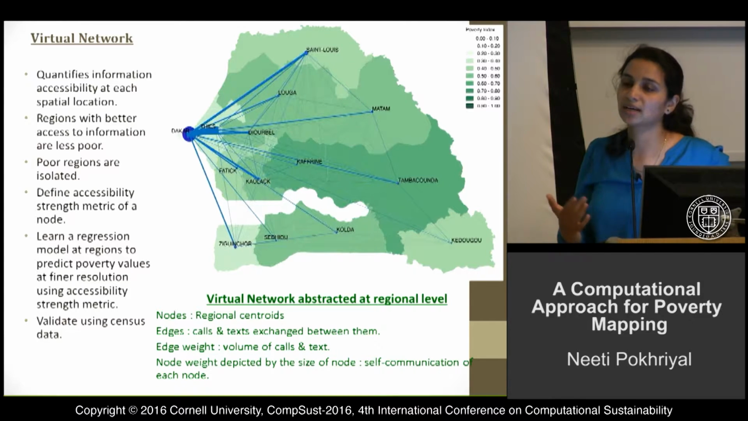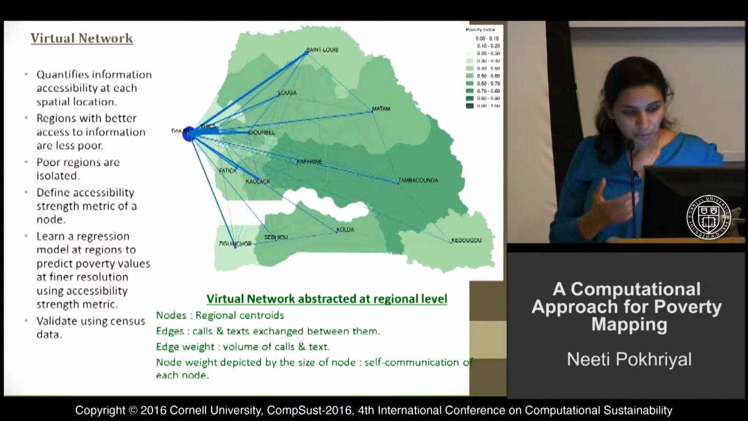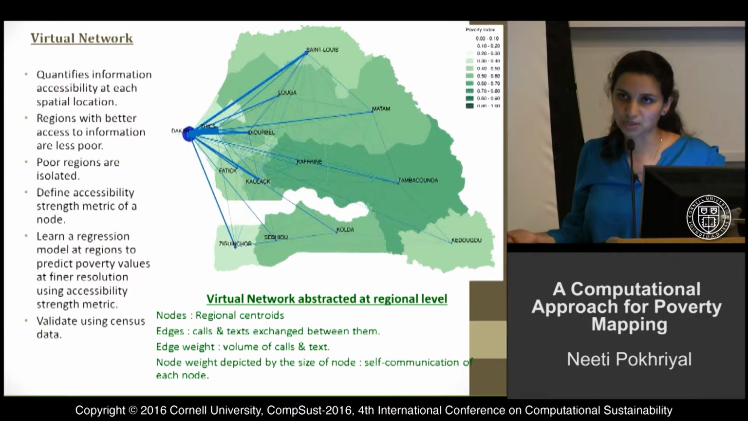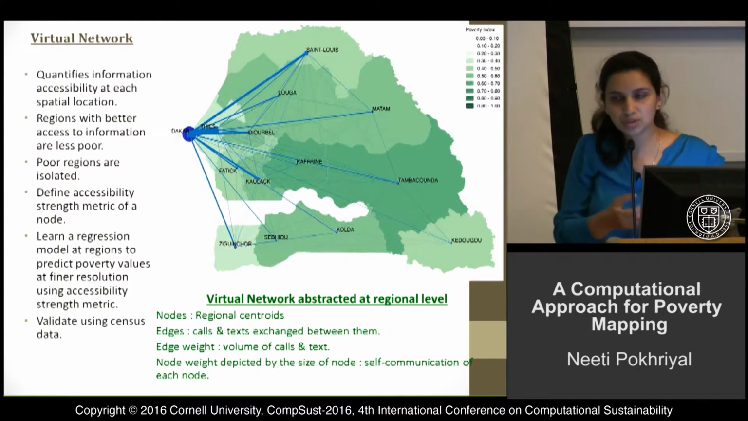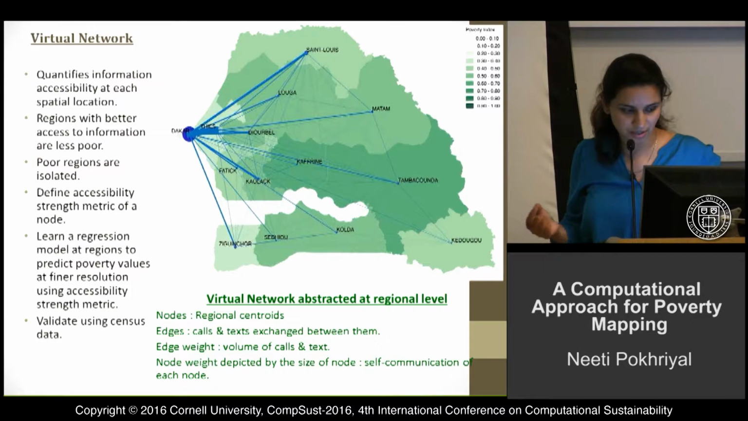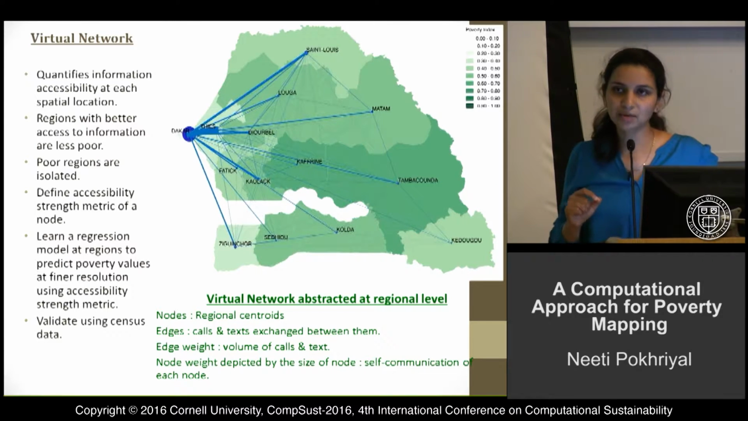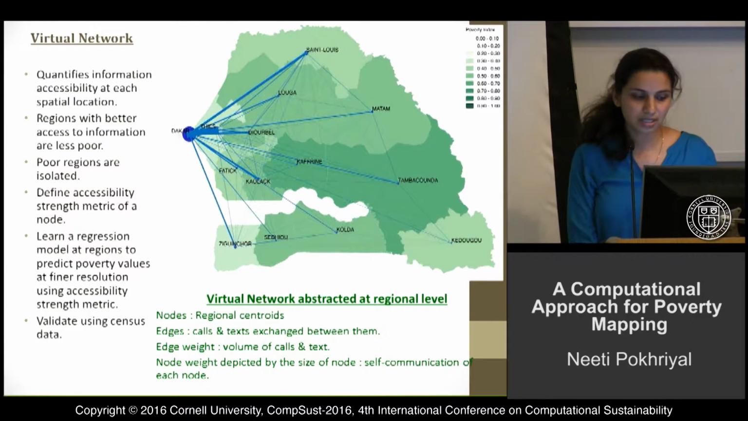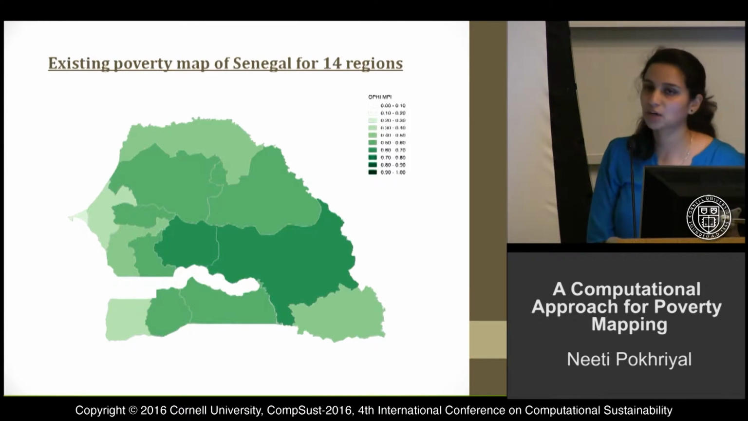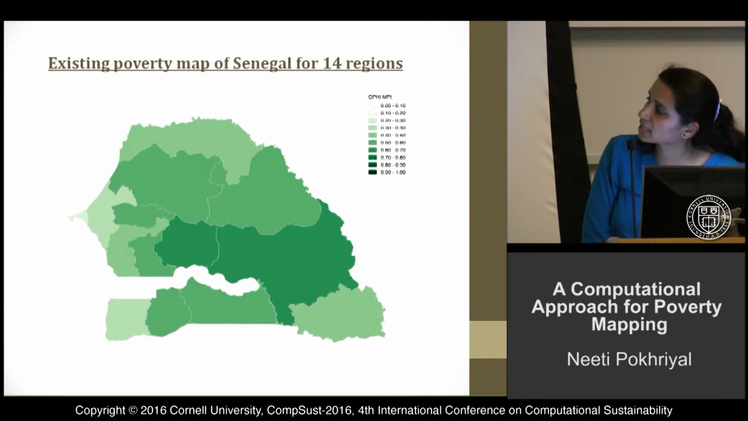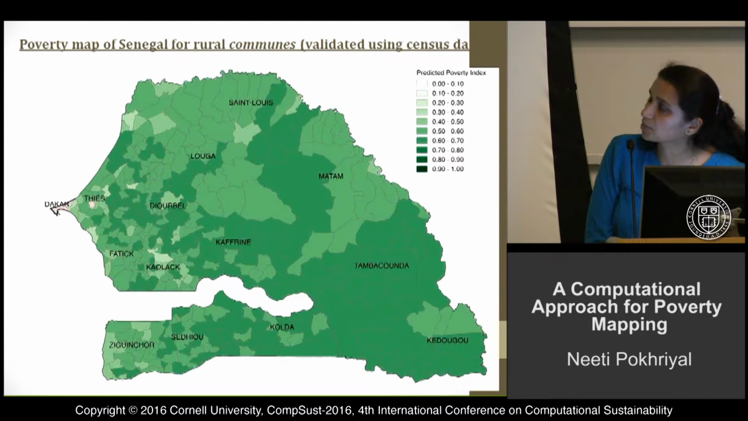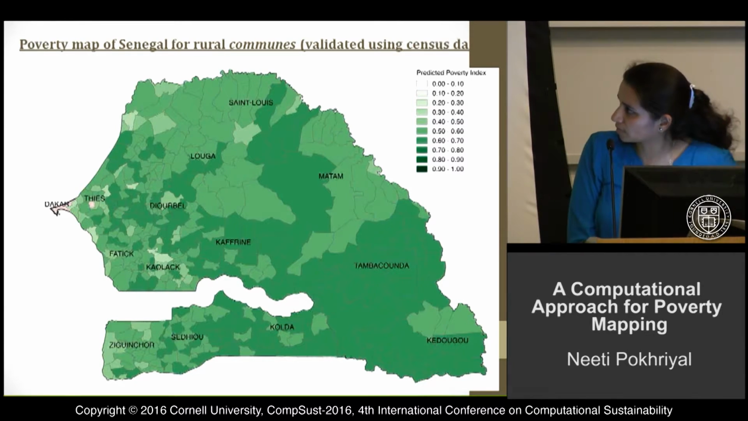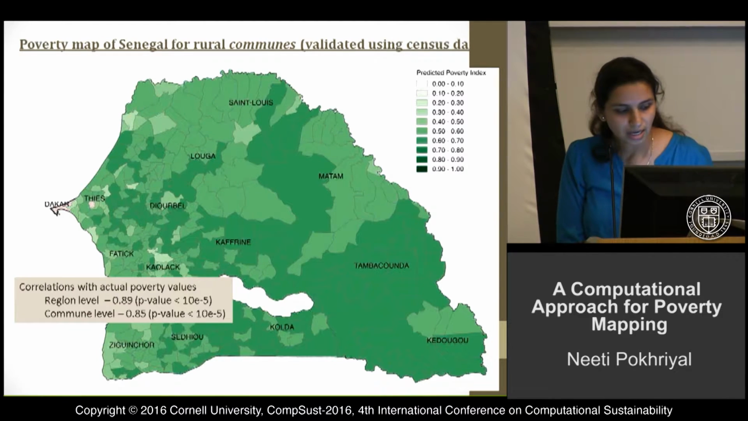Using this, we learn a regression model which helps to predict poverty at any spatial location, and using this we predict poverty at the finest level of policy planning, which in Senegal is called the commune. And these results are validated using the census data. Now I'll come to the results. This is the existing map. These are the maps that are produced for Senegal at the 512 communes, and you see that there is heterogeneity between the regions.